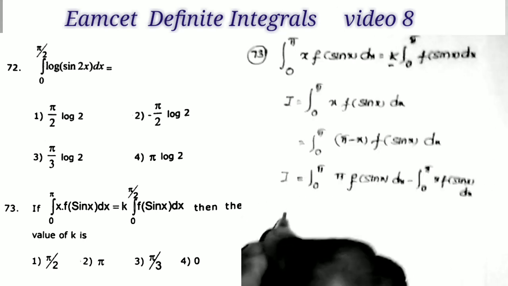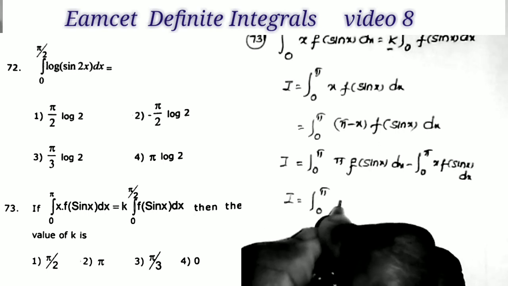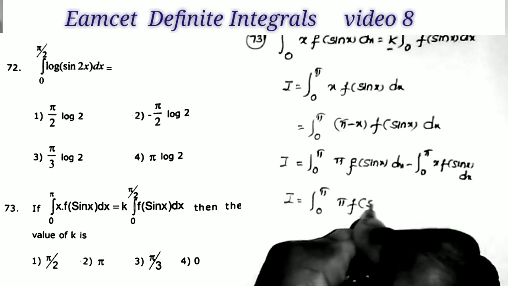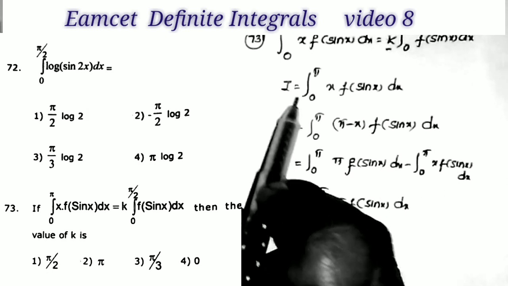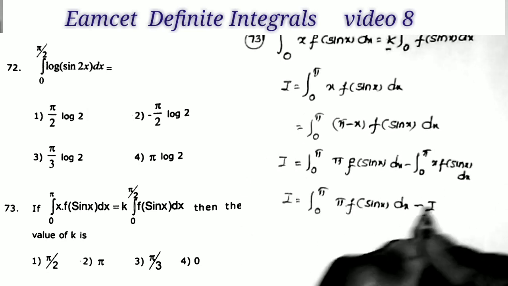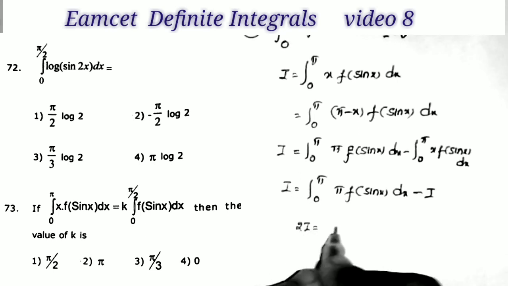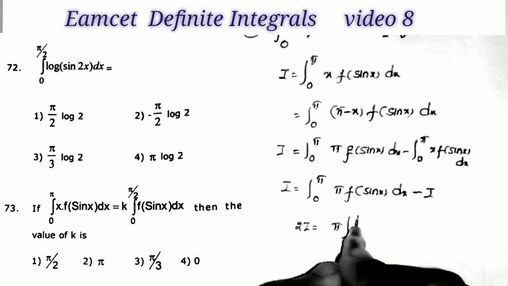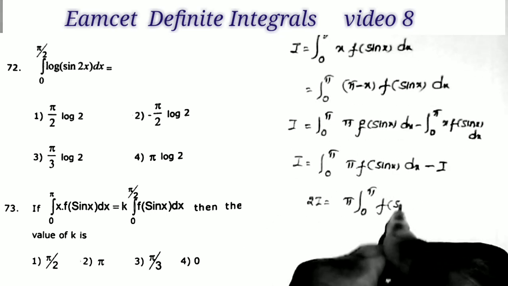Now I is equal to the integral 0 to pi of f of sin x dx minus, what is this value? This is nothing but the given quotient, that is equal to I. So I plus I, 2I, is equal to, writing the constant before the integration, pi times the integral 0 to pi of f of sin x dx.